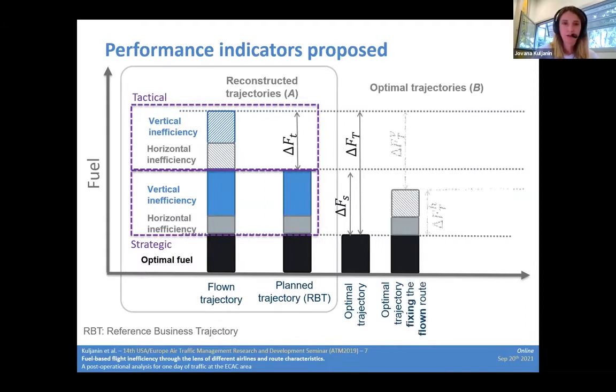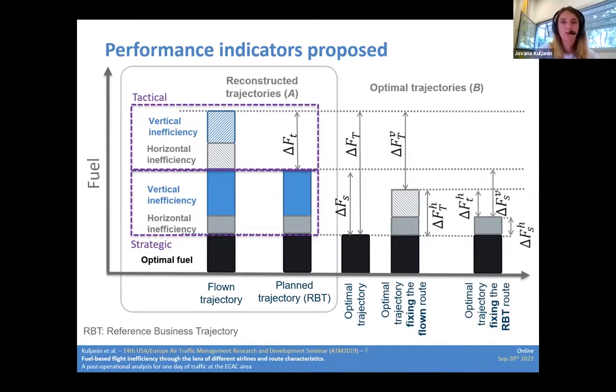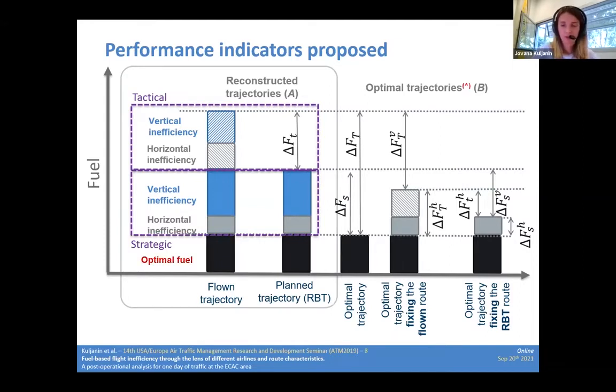Following the similar logic, we can also obtain the total vertical, total horizontal, and all other PIs. However, this methodology has already been presented in the previous ATM seminar, in 2019, so I will not lose so much time on this now.